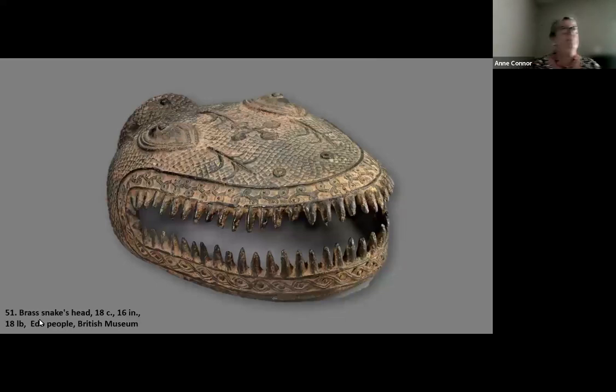Other pieces that were at the palace: this is the brass snake's head, 18 pounds. So these were double heads actually that were over the lower part of the palace turret. They would come in pairs, two to a tower.